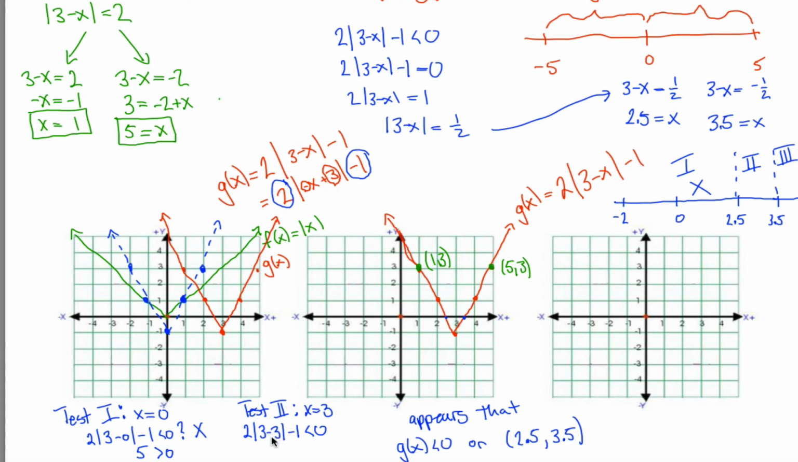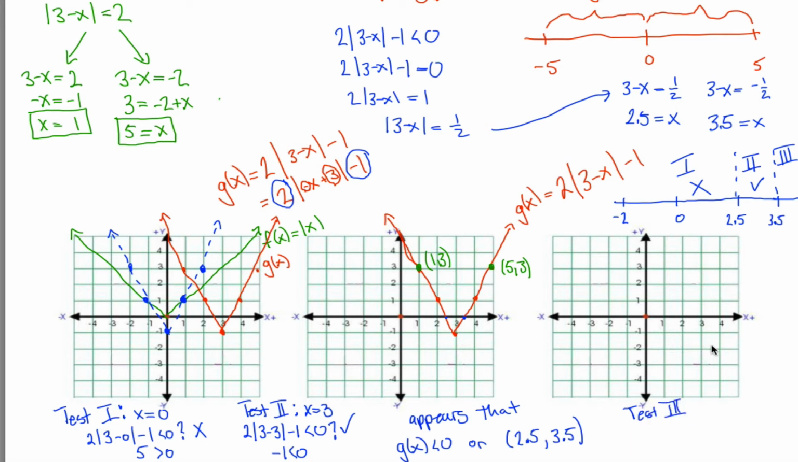Well, 3 minus 3 is 0. Absolute value of 0 is 0. 2 times 0 is 0. So the left-hand side is just equal to -1. And in fact, -1 is less than 0. So yes, that's fantastic. Not only is 3 in my solution set, but the entire region 2 is in my solution set. I'll put a little check mark here. Kind of low on room, so I'll jump over here to test region 3.